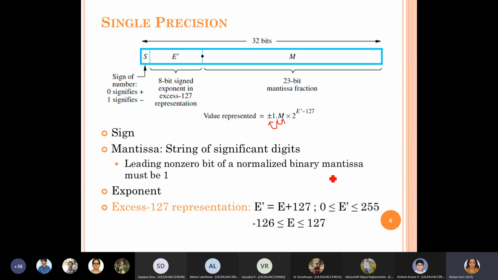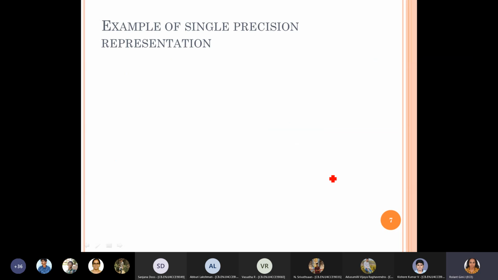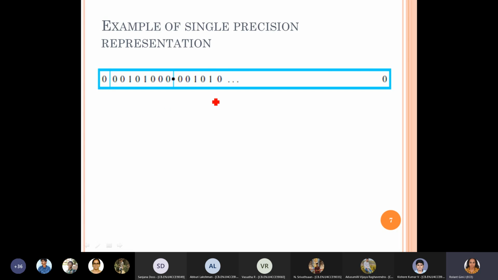So now we have a number here, right? Considering this is a proper single precision representation, you find out what exactly the value is. Maybe you take 1 or 2 minutes to find out how we represent this value, and then we discuss.